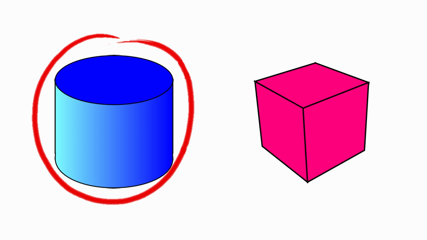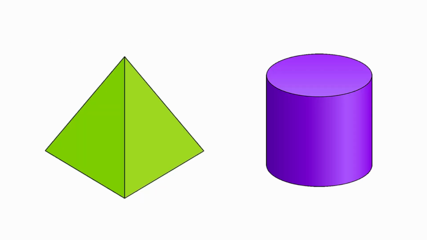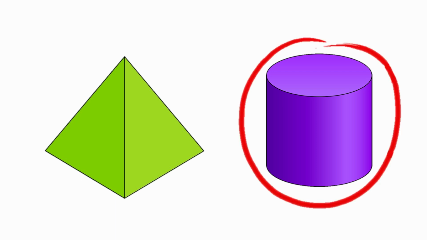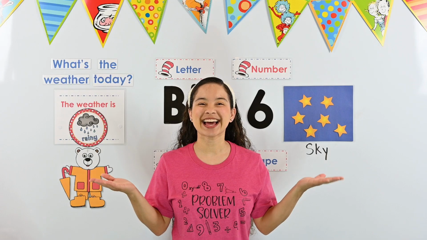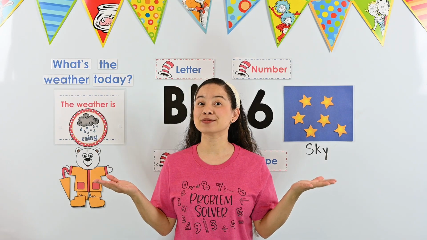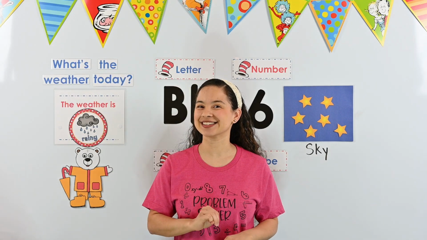It has a circle at the top, a circle at the bottom, and a rectangle shape that wraps around to connect the top and the bottom. Okay, let's look at one more. Which one is a cylinder? If you chose this one, you are correct. Excellent work, friends! You helped me find the 3 cylinders.